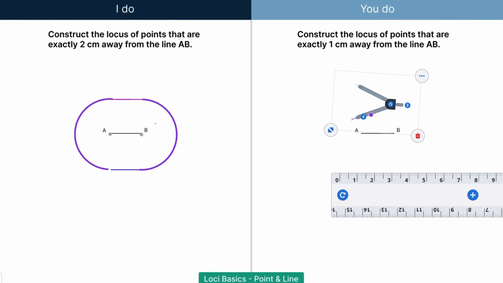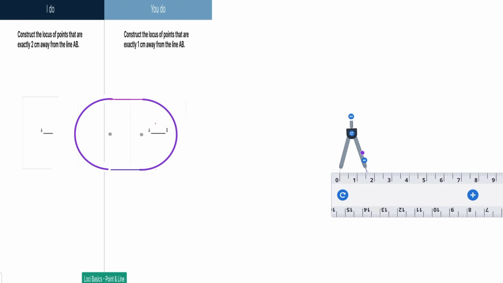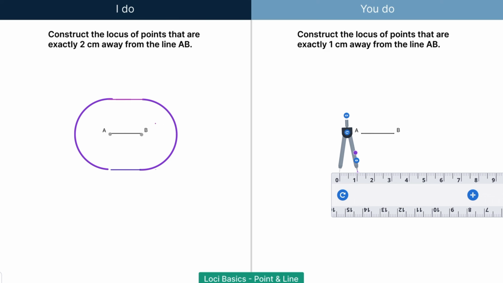And so, again, the exact same thing. This time all we're doing is, instead of measuring 2 centimeters, we're measuring 1 centimeter on a ruler. So if I grab my ruler, bring that in to 1 centimeter. Perfect. And if I put that there, I draw my semicircle. Again, like I said, it's a little bit tricky to get this perfect on the iPad.